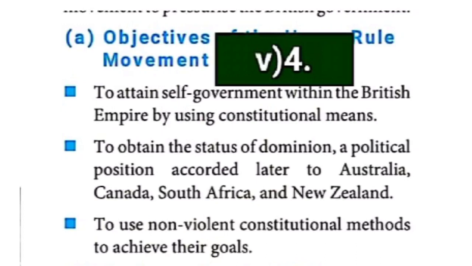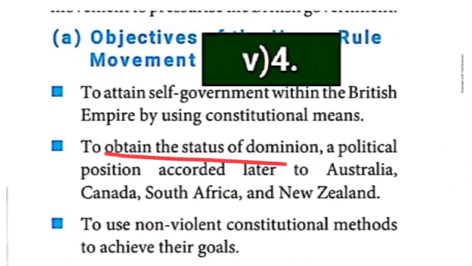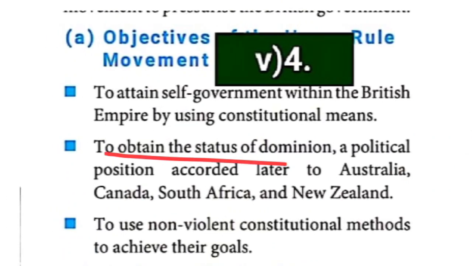The second one: to get dominion status. What is meant by dominion status? I think you know very well, children. Dominion status means sovereignty: a political position accorded later to Australia, Canada, South Africa and New Zealand. Yes, this is the second one.